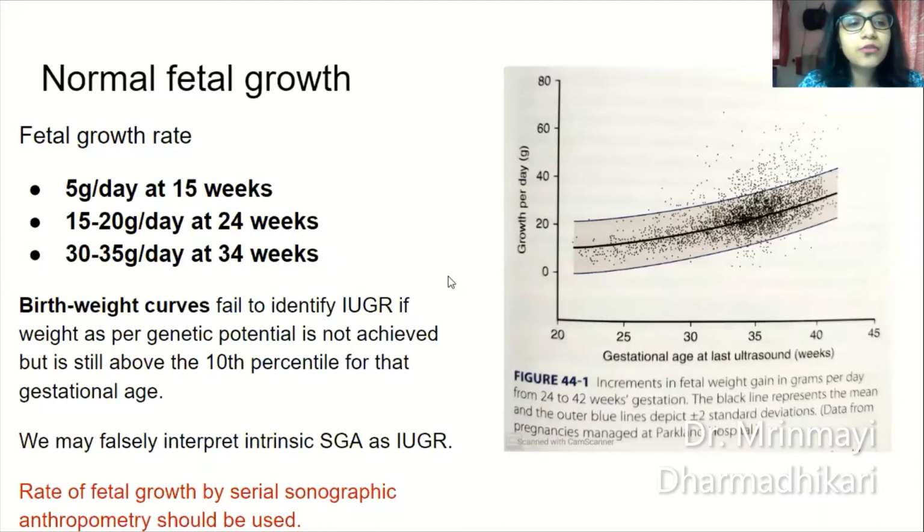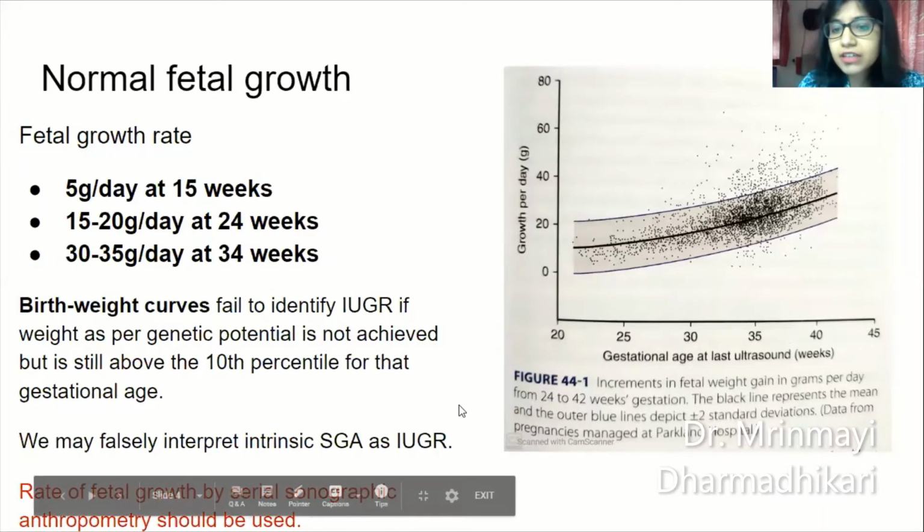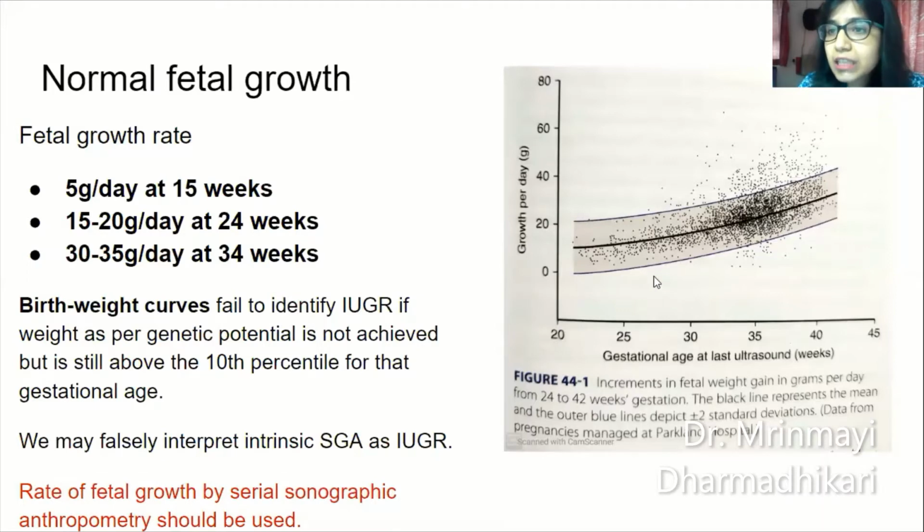Similarly, we have birth weight curves, which have been defined by a number of professional bodies, including the WHO. They have the gestational age on the x-axis, and on the y-axis, they have the estimated fetal weight. These birth weight curves will definitely identify fetuses less than the 10th percentile. For example, if at 30 weeks of gestation the estimated fetal weight should be around 1.8 kg, and the weight lies below the 10th percentile, it will be identified.